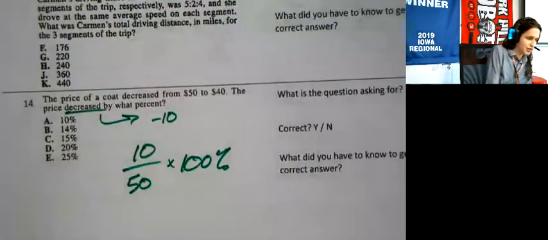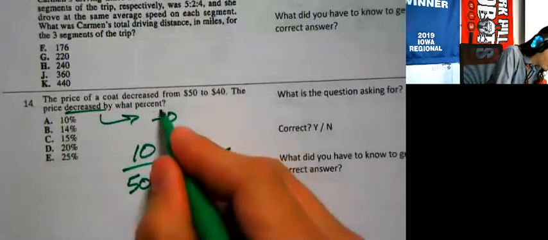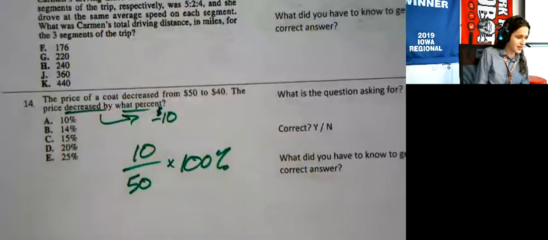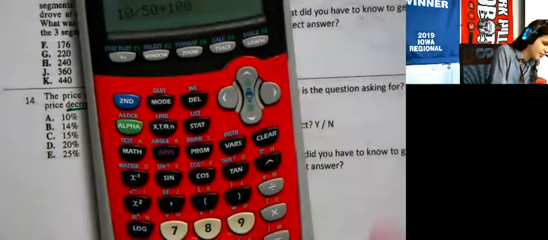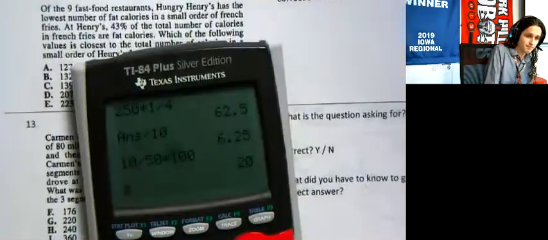You wanted to know how much it decreased. It went down $10, but what is it as a percent? $10 out of 50, you might know that. 10 divided by 50 times 100 better be 20%. Cool.